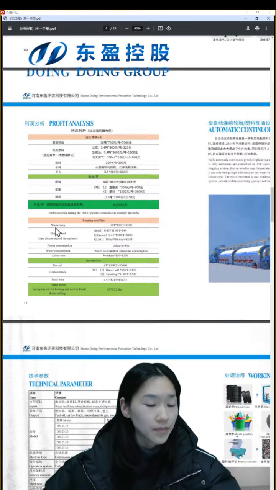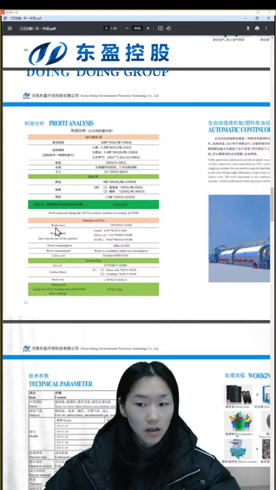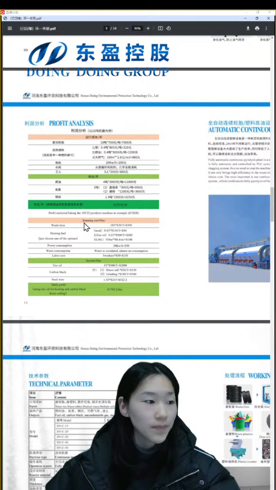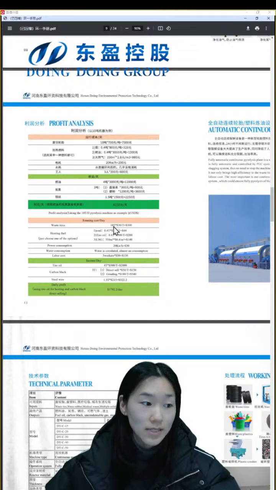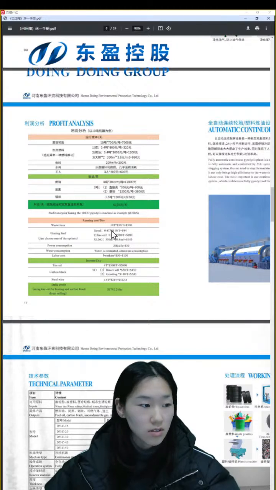Day. You can consider the cost of raw material. Taking the waste tire as an example, you need 10 tons of waste tire per day, and 1 ton of waste tire costs around 30 USD. So 10 tons of waste tire will cost 300 US dollars.